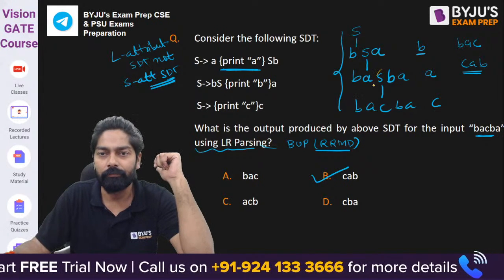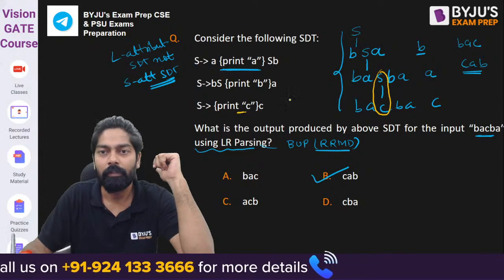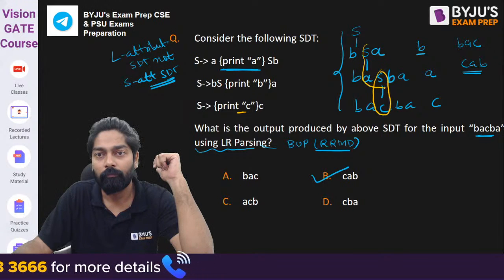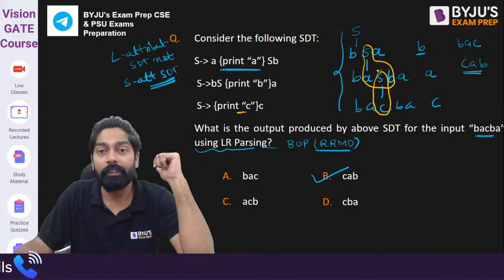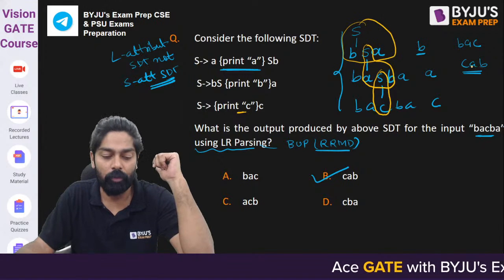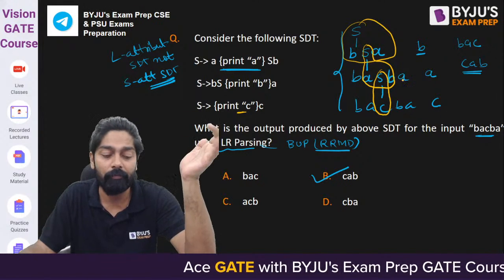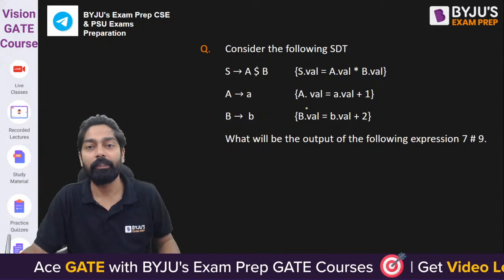This is reduction. First reduction means print C. This is the second reduction, printing A. And this is the third reduction, printing B. So CAB you will print. It's up to you. Either you can do rightmost derivation and just print reverse. Okay, I'm moving now.